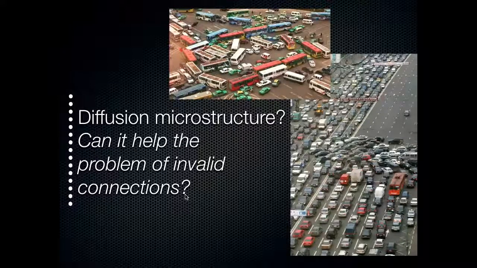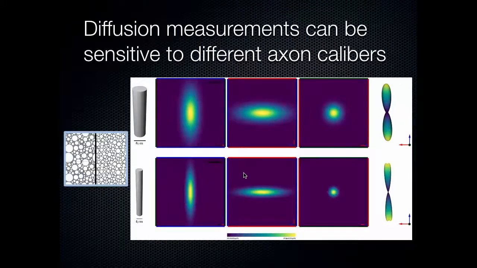We have new fancy multi-b-value acquisition. Can microstructure help us reduce the number of invalid connections? Can we be better at figuring out the crossing fiber problem?